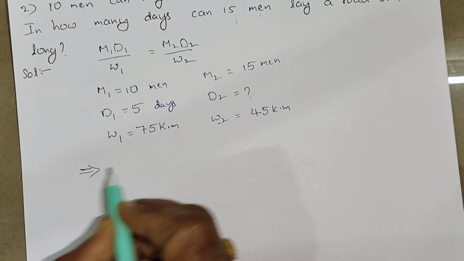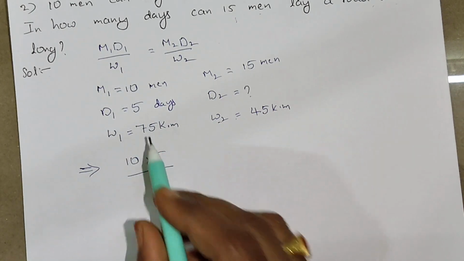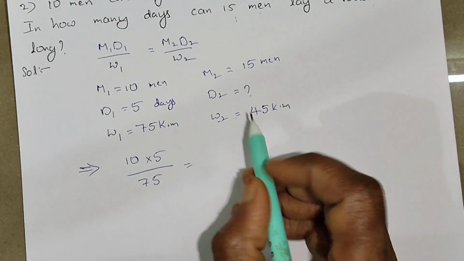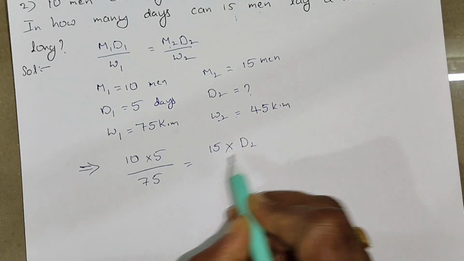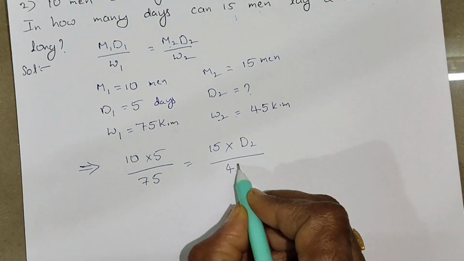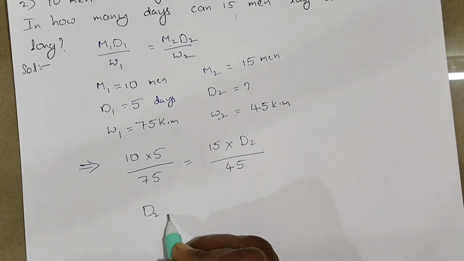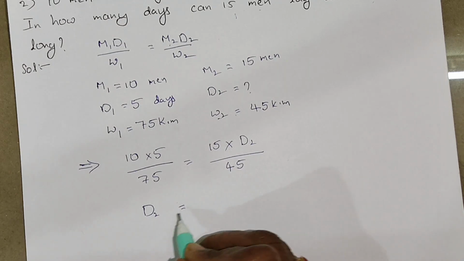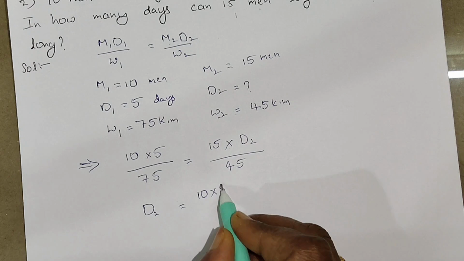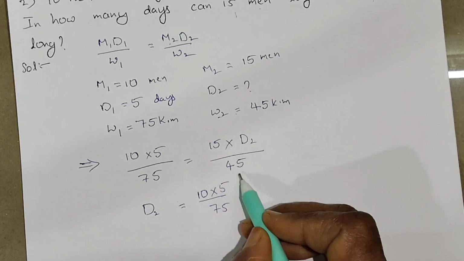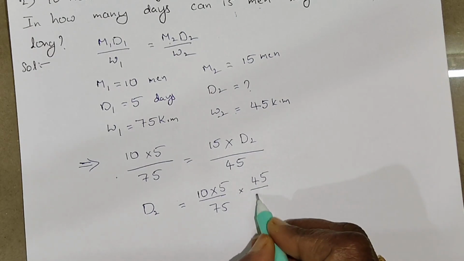Here M1 equal to 10 into D1 equal to 5 by W1 equal to 75 is equal to M2 equal to 15 into D2, we find the D2 value, by W2 is equal to 45. So now we write D2 as the unknown variable. So we write the left side, we find that value. Here this one we write as it is, 10 into 5 by 75. So next this fraction is carried to the left hand side, so we write the reciprocal, 45 by 15.